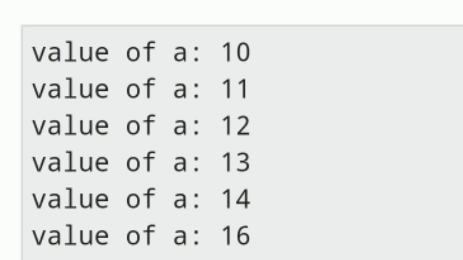The value 16 is printed, then a++ gives 17, which is less than 20. It again goes to the loop. If a double equal to 15, there is no problem on that one. a is equal to a plus 1, 17 plus 1 is equal to 18. Go to loop.